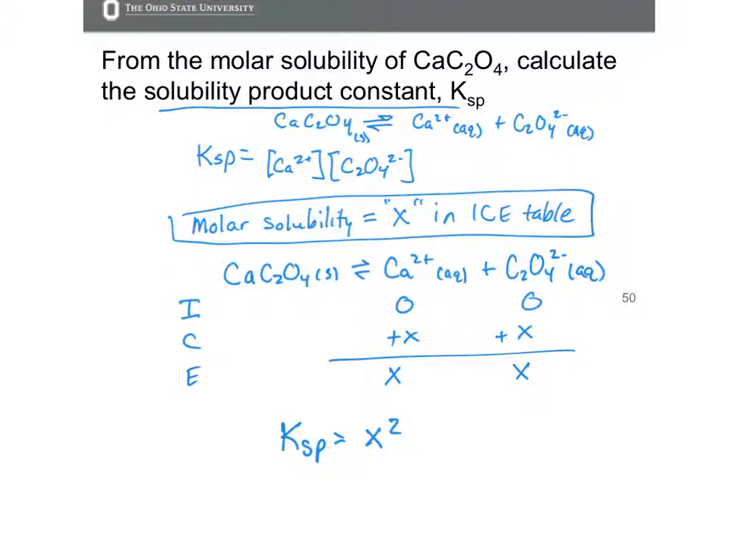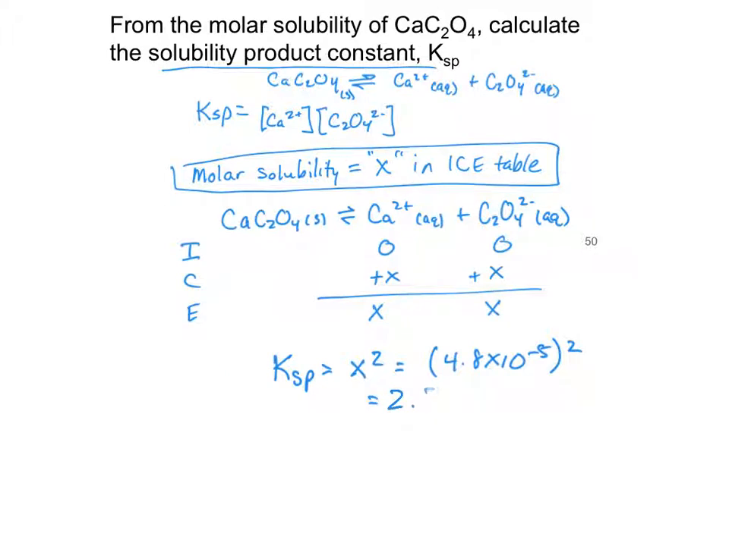X is 4.8 times 10 to the minus 5. So if we square that, we should get our KSP. I get 2.3 times 10 to the minus 9.